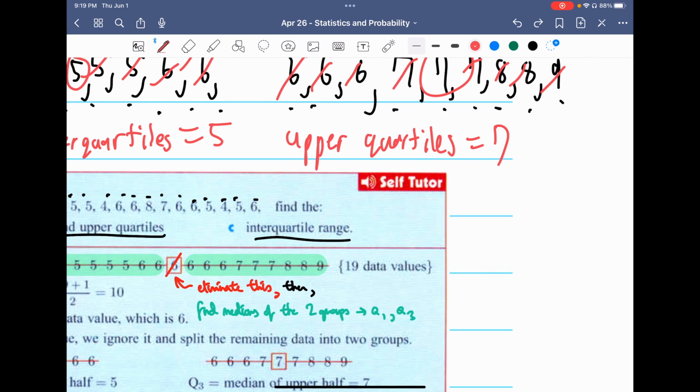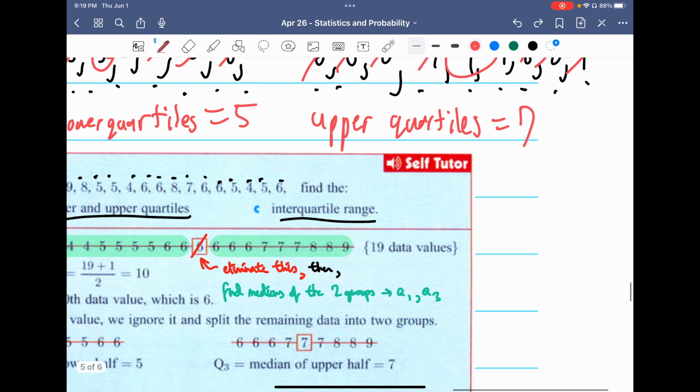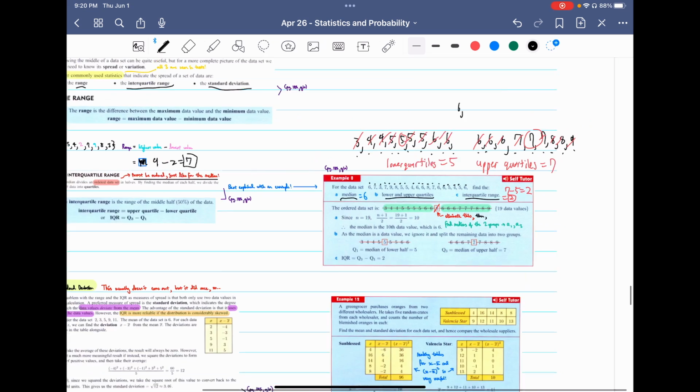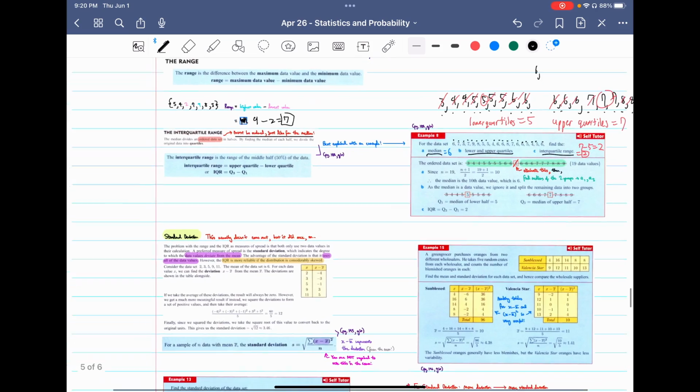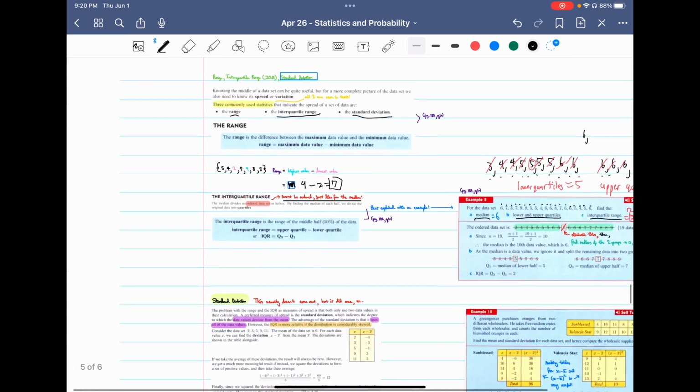If we use the formula to get the interquartile range by minusing the lower quartile from the upper quartile, we get 7 minus 5, which is 2. So the interquartile range is 2. Okay? So understand the definition of these different types of methods, and then you'll be okay.